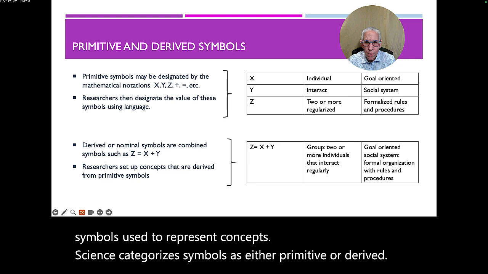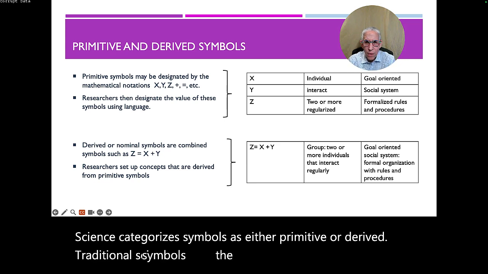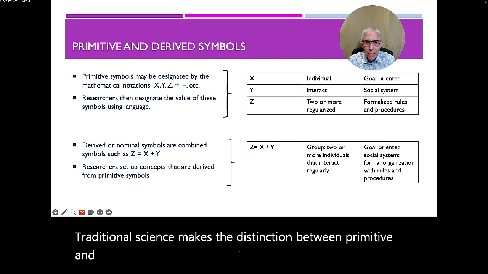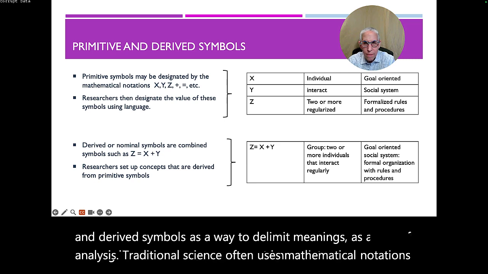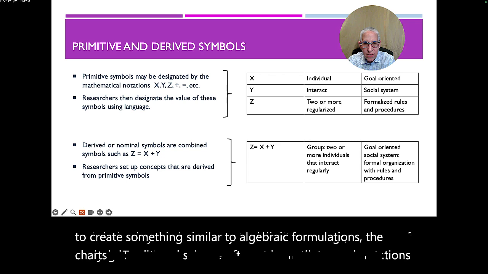Traditional science makes the distinction between primitive and derived symbols as a way to delimit meanings, as a way of zeroing in on the smallest and most immediate unit of analysis. Traditional science often uses mathematical notations to create something similar to algebraic formulations. The charts on the right of this slide indicate how this works.